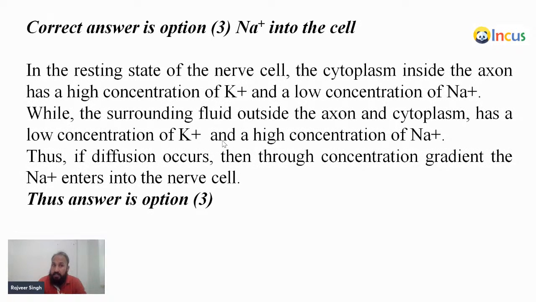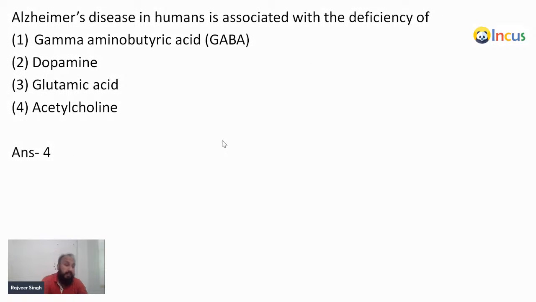Why? Because in the resting state, as we saw in the explanation of the first question today, the cytoplasm inside the axon has a high concentration of potassium ions and a low concentration of sodium ions, while the surrounding fluid outside the axon has a low concentration of potassium ions and a high concentration of sodium ions. Thus, if diffusion occurs through the concentration gradient, sodium ions enter the nerve cell. The answer will be third. Next question.